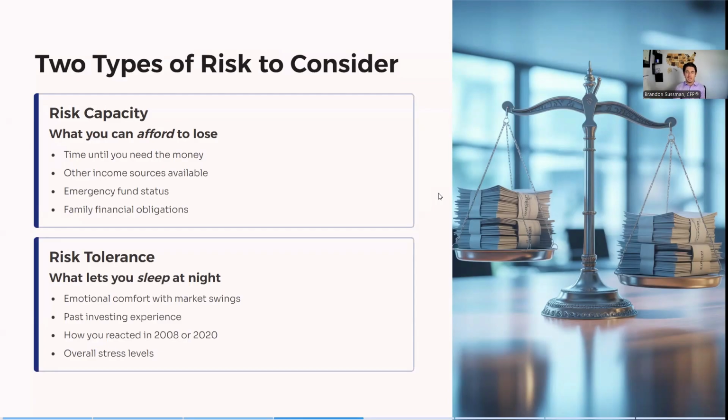So, time until you need the money. If you have 15 years till you're ready to retire, then we have a long time we can be more aggressive because of that. If you're 2 years out, we need to be a lot safer. What other income sources you're going to have in your retirement is going to change how we invest, what you have in emergency funds built up, and of course, what family financial obligations. So all of these are objective data points that we would use to figure out how risky or safe you could be in your portfolio.